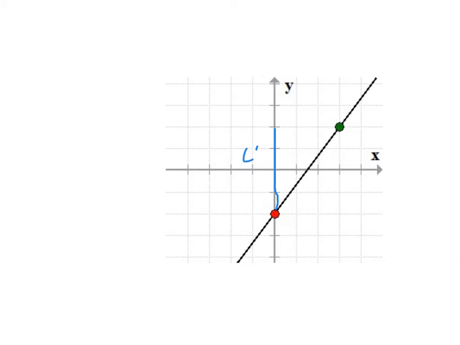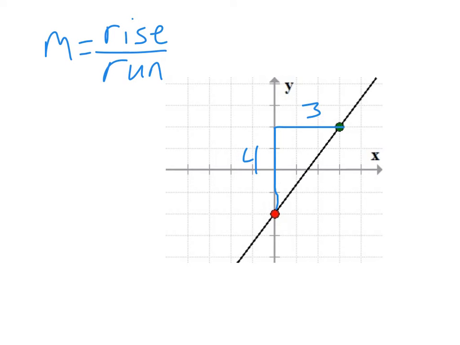Well, it went up 1, 2, 3, 4 units. So we write 4. Now, we want to go over. We go to the right. How far did this one go? Went to the right 1, 2, 3 units. So we say 3. Now, slope, which we call m, is always rise over run. So we went up first, so we do the rise first, which is 4, and then the run, which was 3, because we went up 4 and to the right 3. So our slope is 4/3.